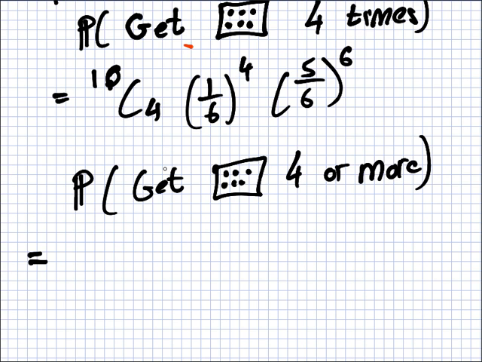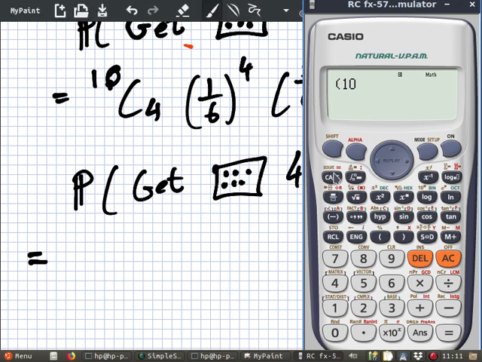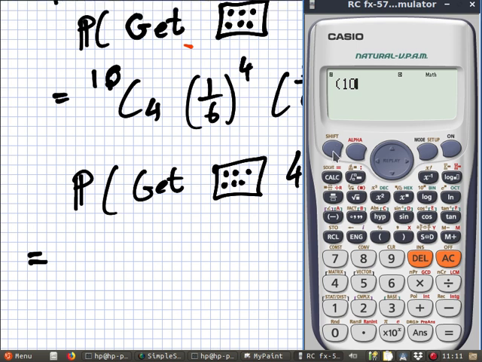Let's calculate. Anyone else got an answer? These numbers, just think about it. I think the answer should be quite small, because if I roll a die 10 times, I'm not really expecting to get a 6, 4 or more times. 0.069. That sounds more like it, 0.069, yeah.